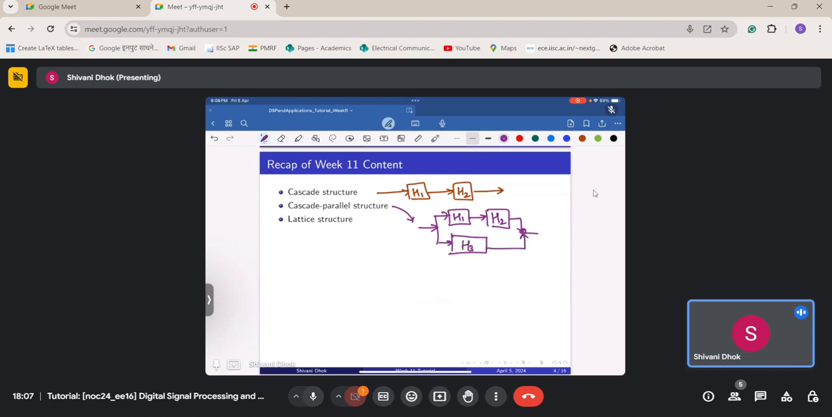I have two systems in cascade, or it may be more than two, or only one. Then we have another system which can be connected in parallel, and both of these outputs we add here to get the final output. At the end, we discussed the lattice structure. I won't discuss it in detail right now, but we'll definitely take one or two examples. If you have any questions, let me know. Otherwise, I'll start with today's questions.